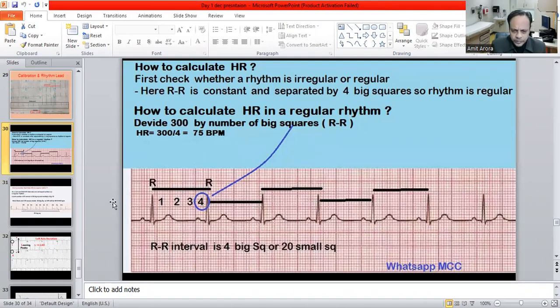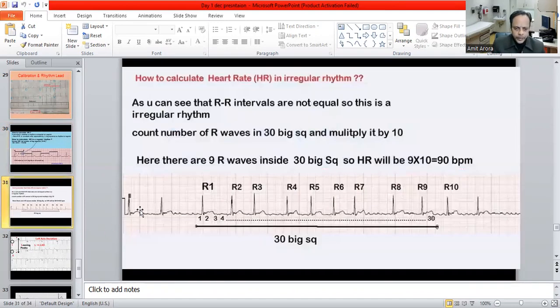Now this was about calculation of heart rate in the regular rhythm. Suppose the rhythm is irregular. Look at here. It is an irregular rhythm. Just in one look, you can see here the RR waves are at different intervals; the interval between RR is different. Please check. So this is an irregular rhythm.